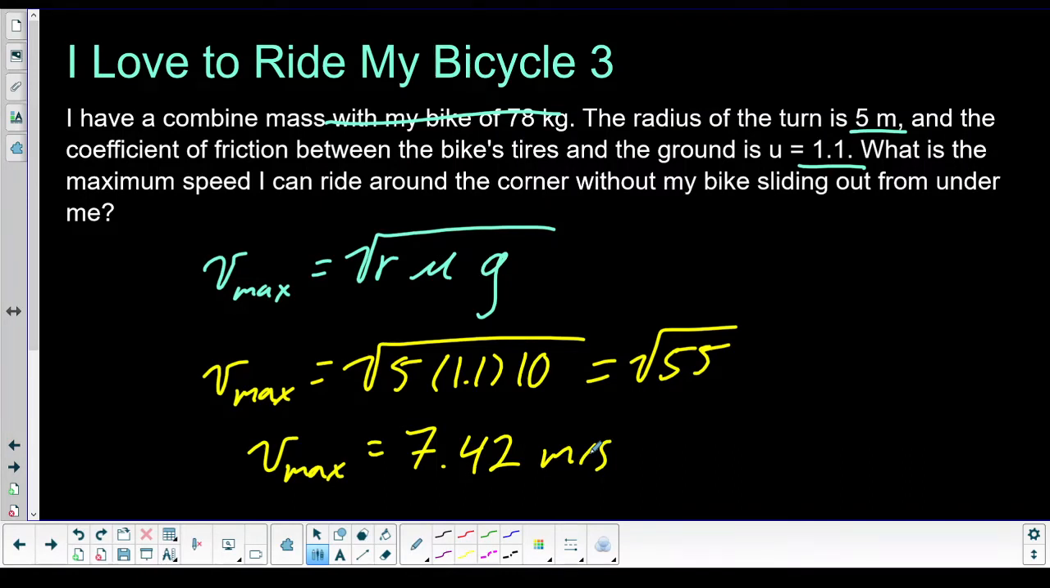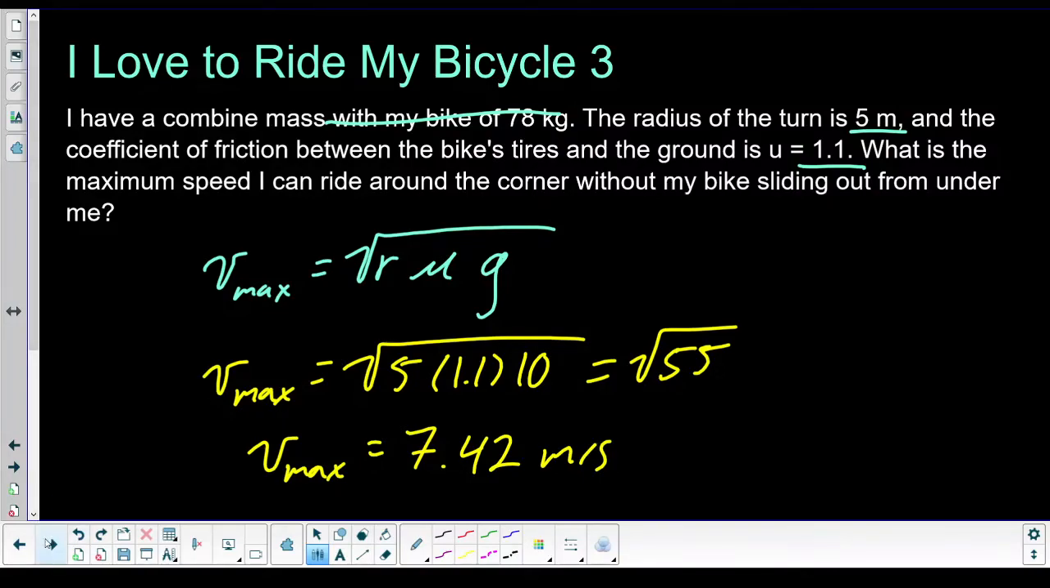So if I'm going faster than that, that's about 15 miles an hour. If I go faster than 15 miles an hour, I come in real hot, I'm going to slide out, and then I'm going to have a real bad case of road rash. So there we go. There's our maximum velocity. Pretty fun. Okay.